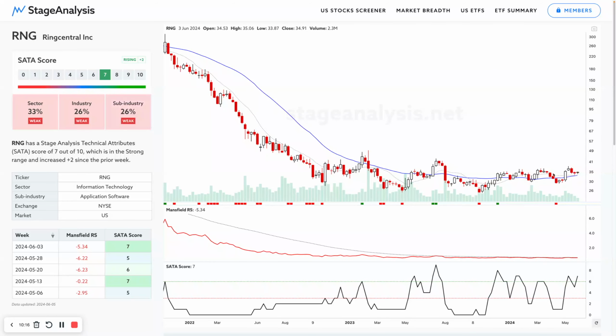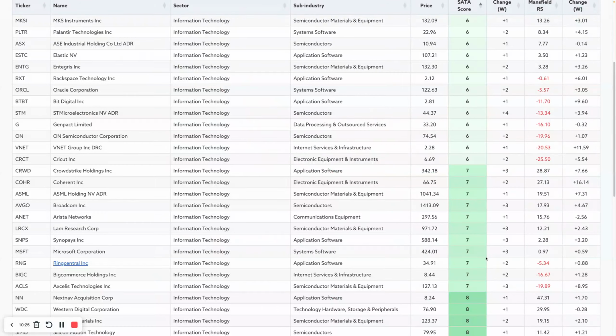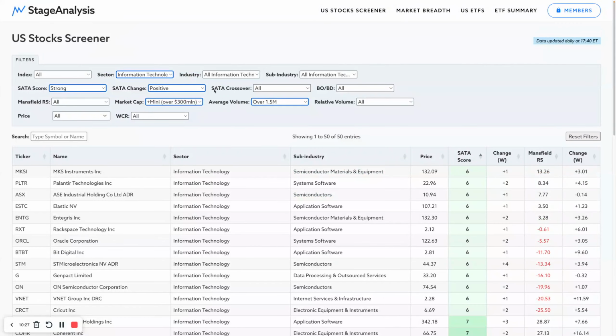Get to Ring Central, which has been tightening up in late stage 1 here, so looking for a stage 2 breakout attempt, for example. So really easy to go through with just a simple scan like that. There's lots of other different ways you can do it.